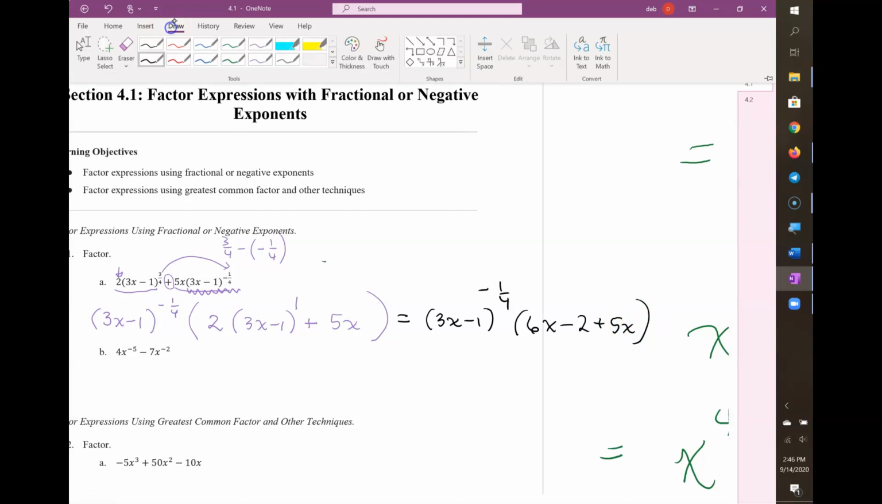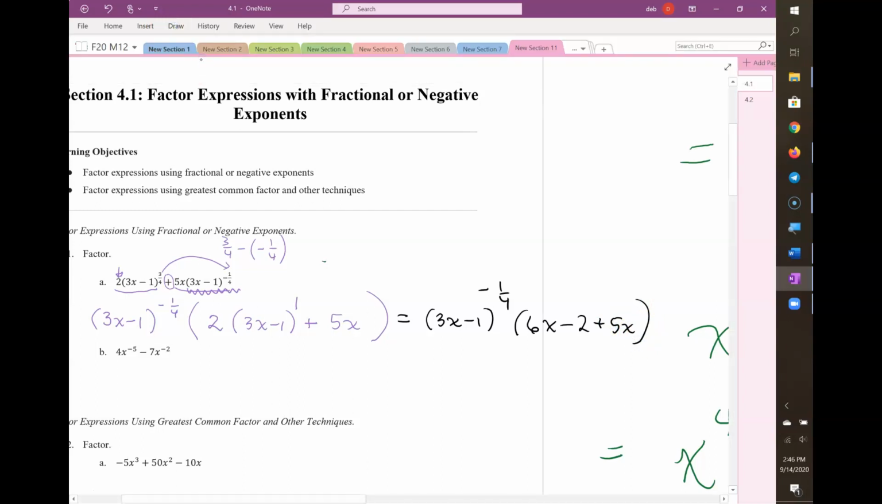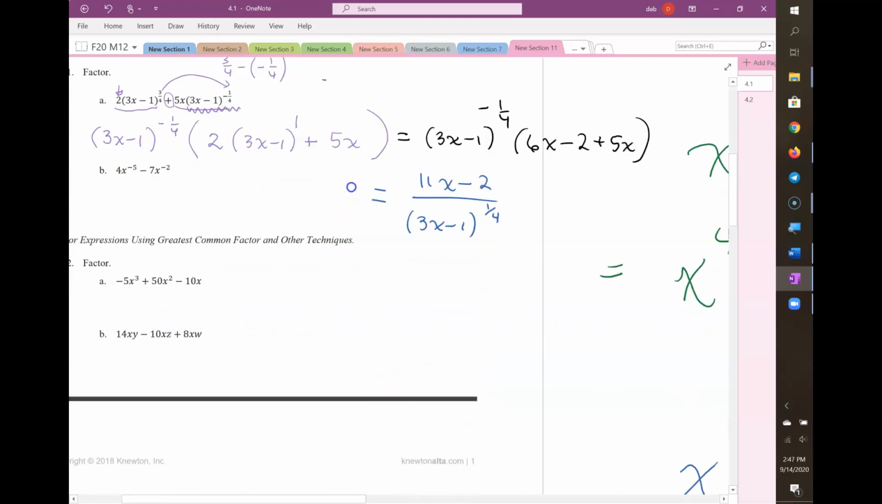And then you need to write your answer with no negative exponents. So you're going to have 11x minus 2 over 3x minus 1 to the 1/4 power. And if you like it better, you can write it in the form of a 1/4 root. So remember that to the 1/4 power is the same thing as the 4th root of.